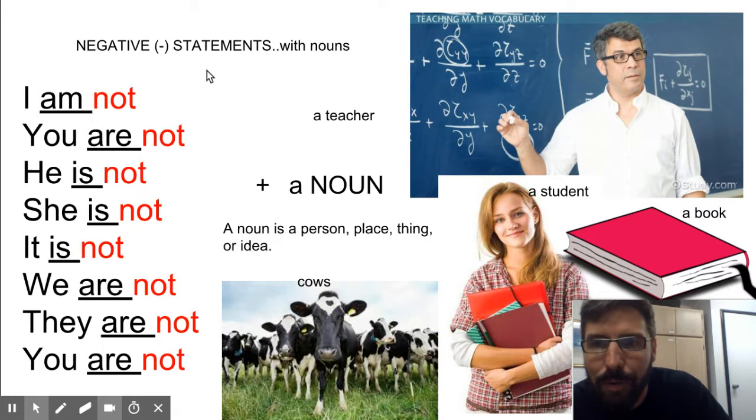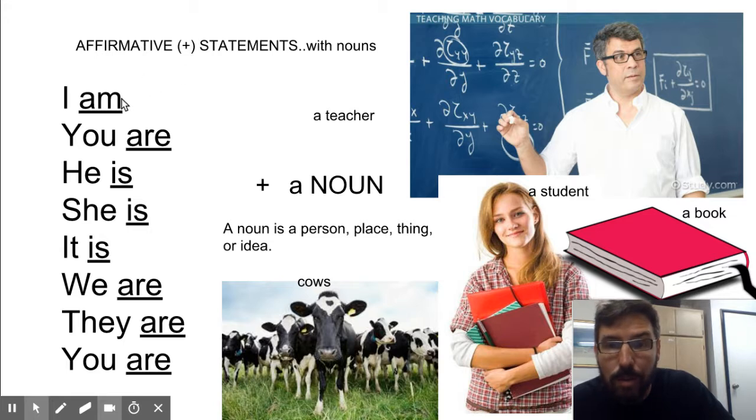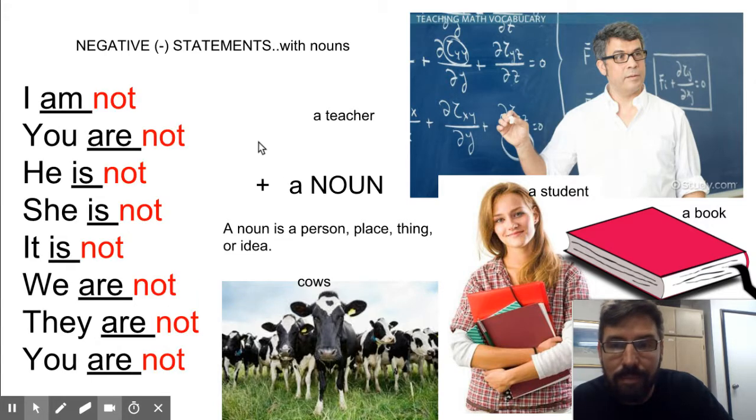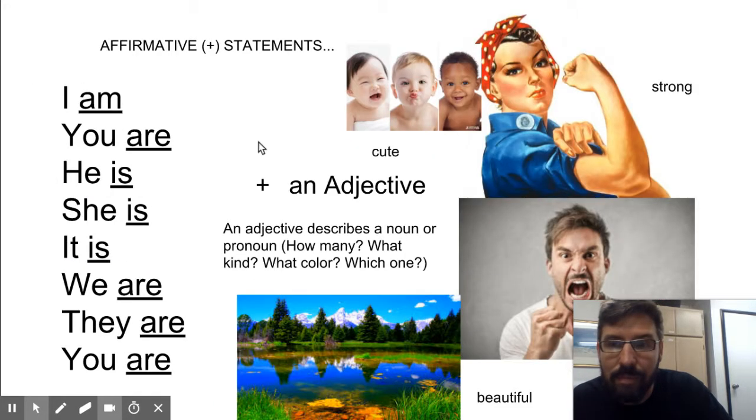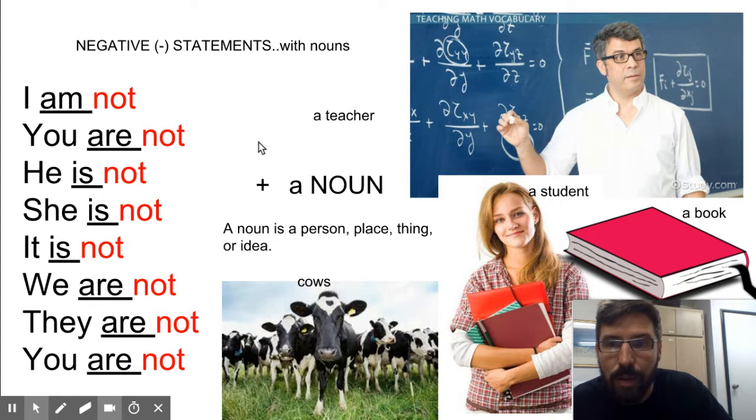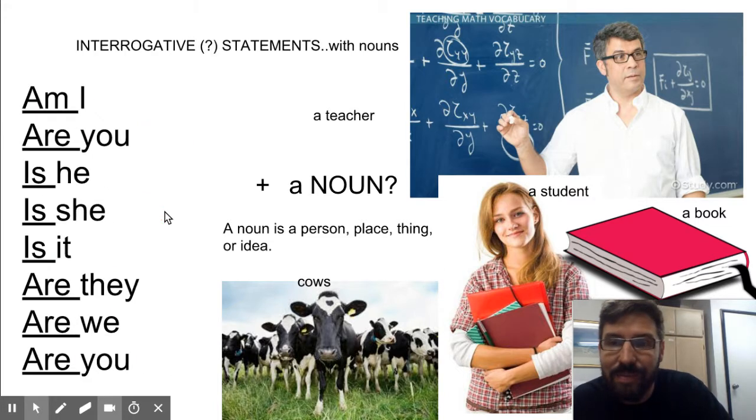So we were talking about how we use these to be verbs, so am, are, and is, with nouns. So remember, if you don't know this, a noun can be a person, a place, a thing, or an idea. We talked about how we can add the word not to make something negative. So I am not a cow. I am not a student. You are not a teacher. You are not a book.